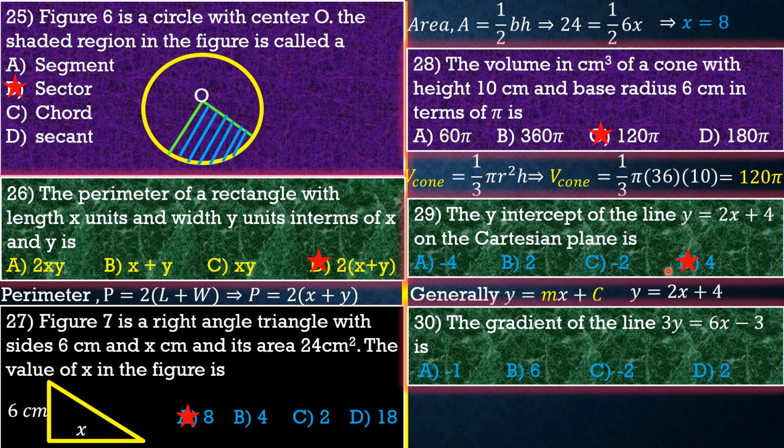Question 30, friends, asks for the gradient of the line 3y equal to 6x minus 3. Again, that's the equation. So if we still have our equation in the form y equals mx plus c, like I said, m is the gradient, and y in this case has been made the subject. So looking at our equation, we divide all through by 3. We are going to have our y to be something like 2x minus 1. The gradient in this case has to be the coefficient of x, which is 2. Great. So, guys, option D is the best option.